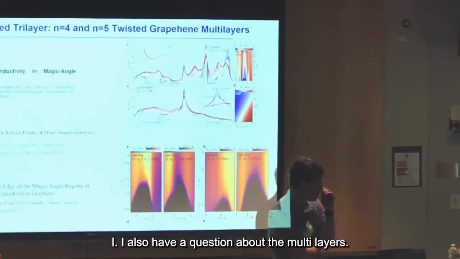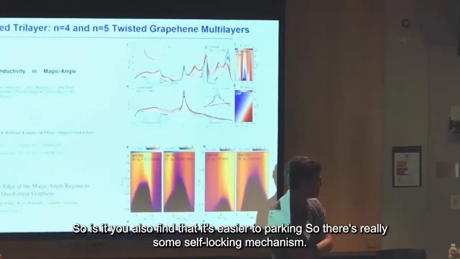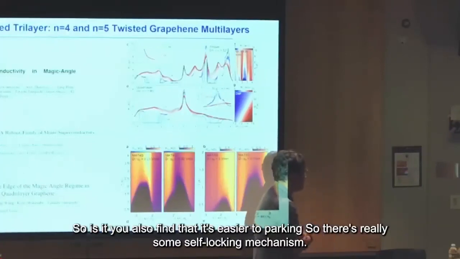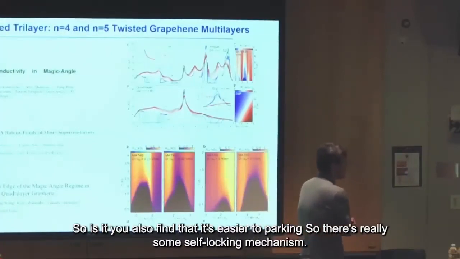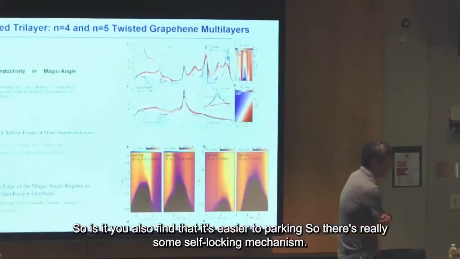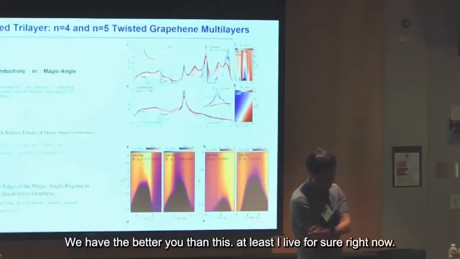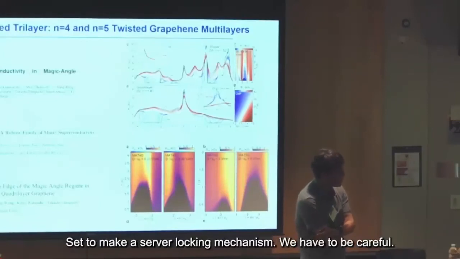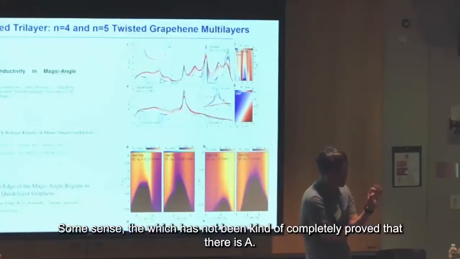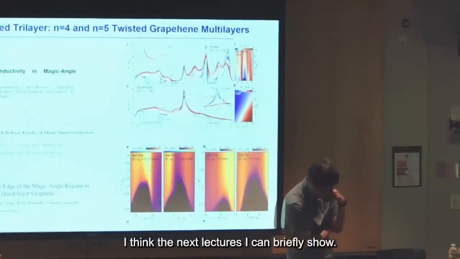Thanks a lot for the very nice talk. I also have a question about the multilayers. Do you also find that it's easier to fabricate these than twisted bilayer? So there's really some self-locking mechanism. Yes, I think so. We have a better yield than the twisted bilayer for sure, right? Now, the self-locking mechanism, we have to be very careful, in some sense, which has not been completely proved.